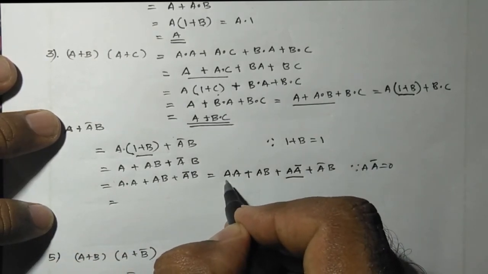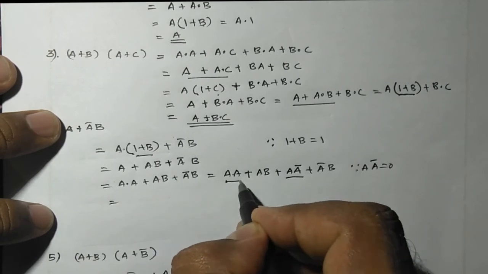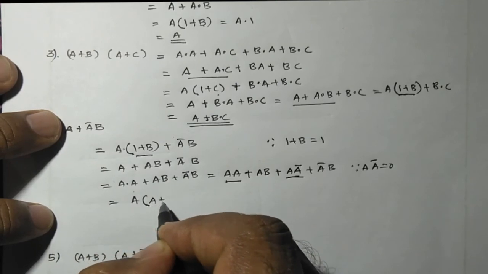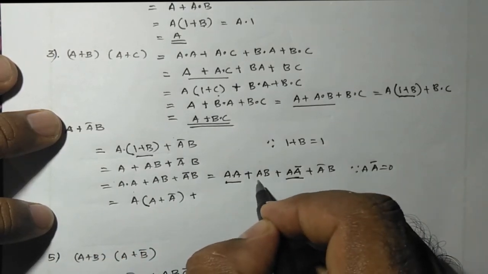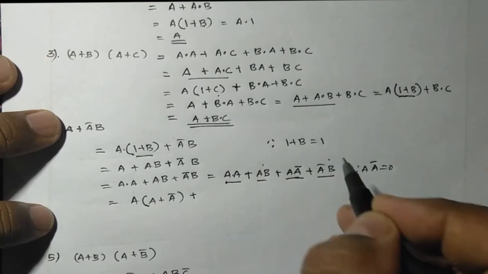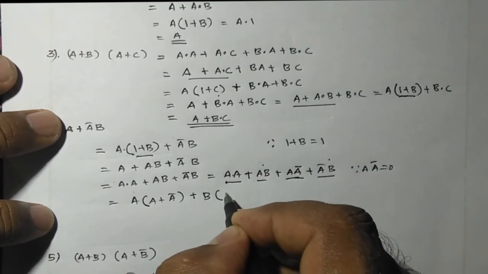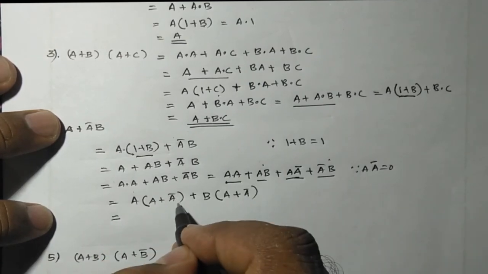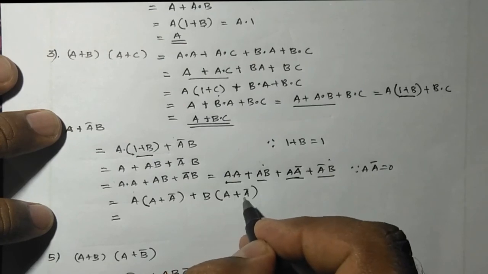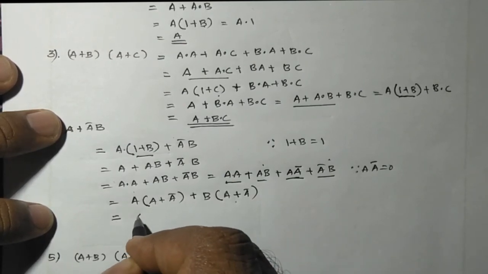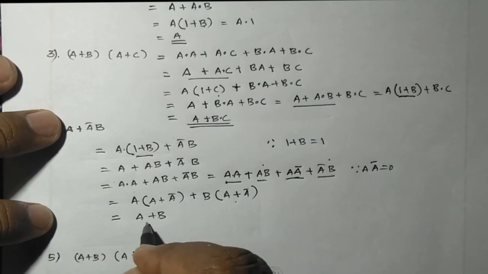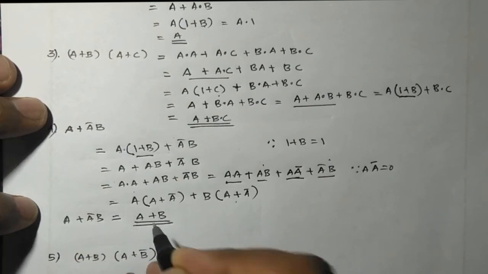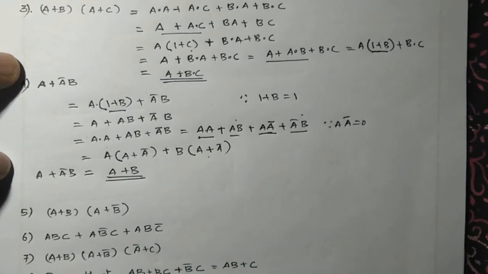Now, taking A as common from the first term and the third term, A and (B or B bar), or taking B as common from second and fourth term, B and (A or A bar). This becomes A or A bar is 1 in both these terms. So this becomes A or B. So the result is A or A bar B is A or B. This is very, very important.